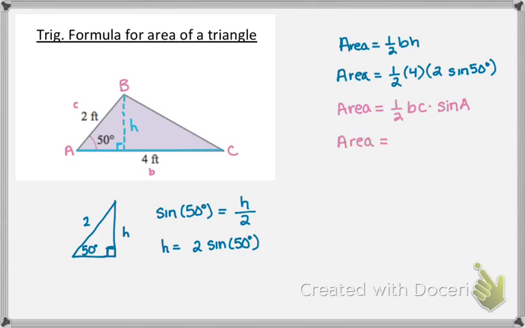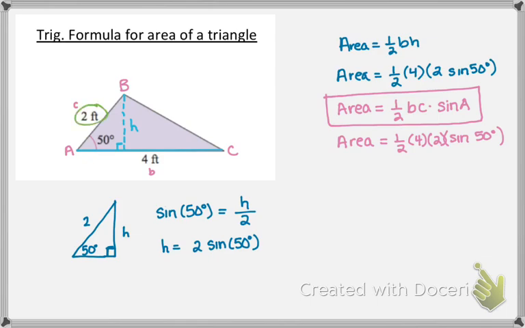So area is equal to 1/2 times little b, which is 4, times little c, which is 2, times the sine of angle A, which is 50 degrees. And so we just did that without knowing this formula, but this is the trig formula to find the area of a triangle if I know 2 of the sides and the measure of the angle in between those 2 sides. And so in order to use this formula, I need SAS. I need to know 2 sides and the measure of the angle in between those 2 sides.